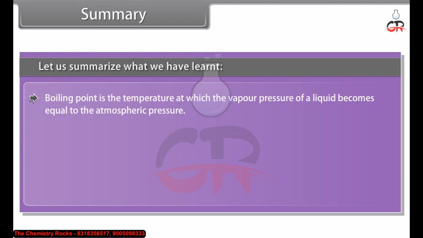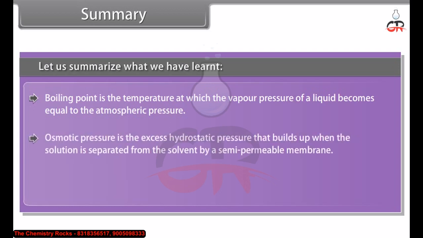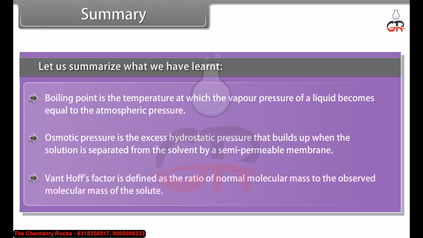Osmotic pressure is the excess hydrostatic pressure that builds up when the solution is separated from the solvent by a semi-permeable membrane. Van 't Hoff's factor is defined as the ratio of normal molecular mass to the observed molecular mass of the solute.